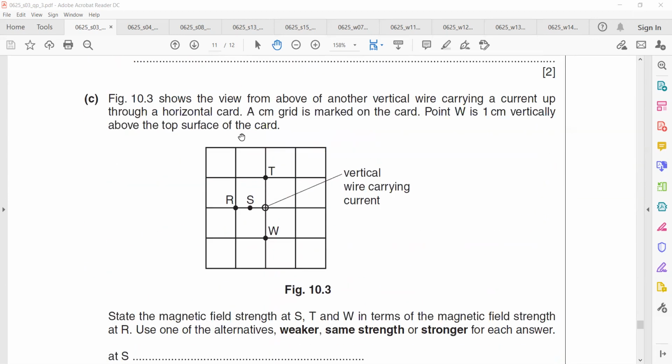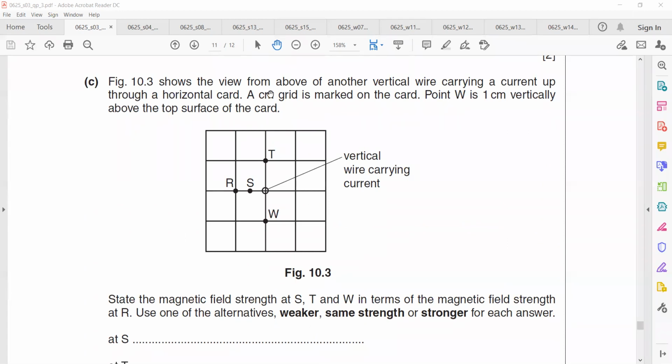The next part, figure 10.3 shows the view from above of another vertical wire carrying current up through a horizontal card. A centimeter grid is marked on the card, and point W is 1 centimeter vertically above the top surface of the card.